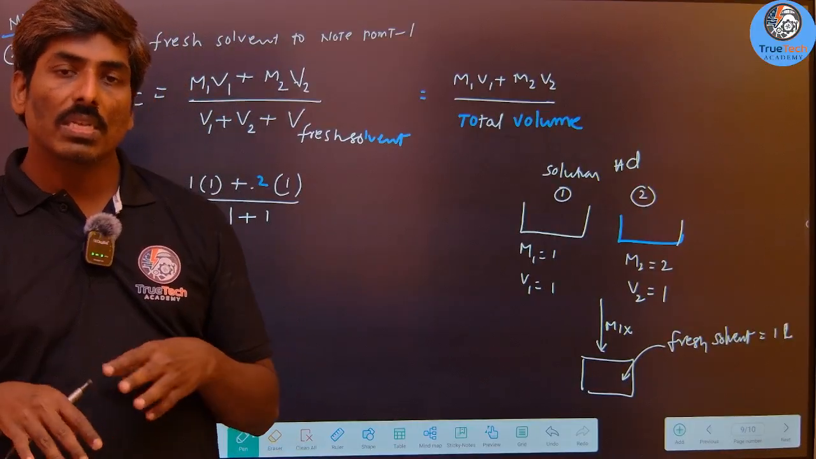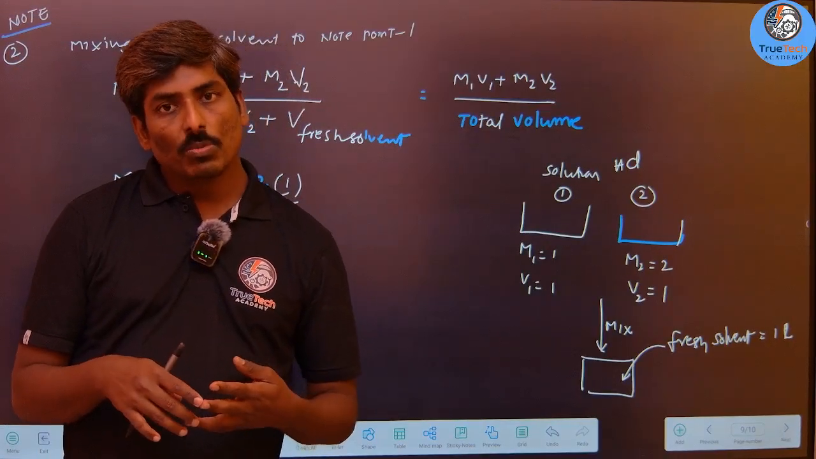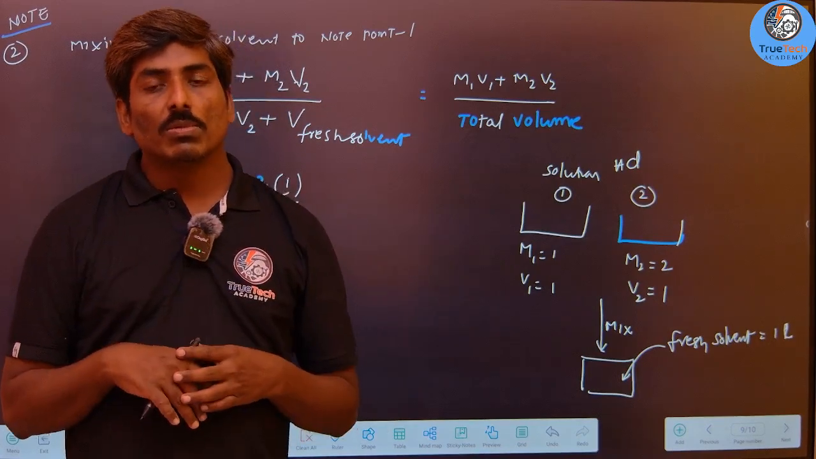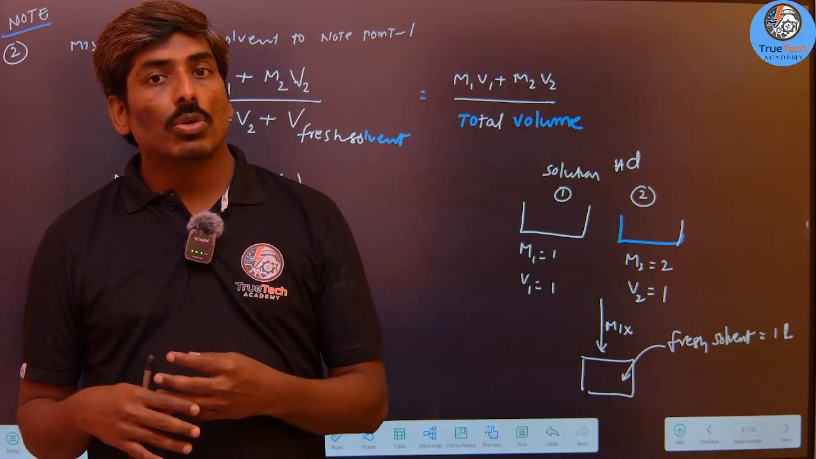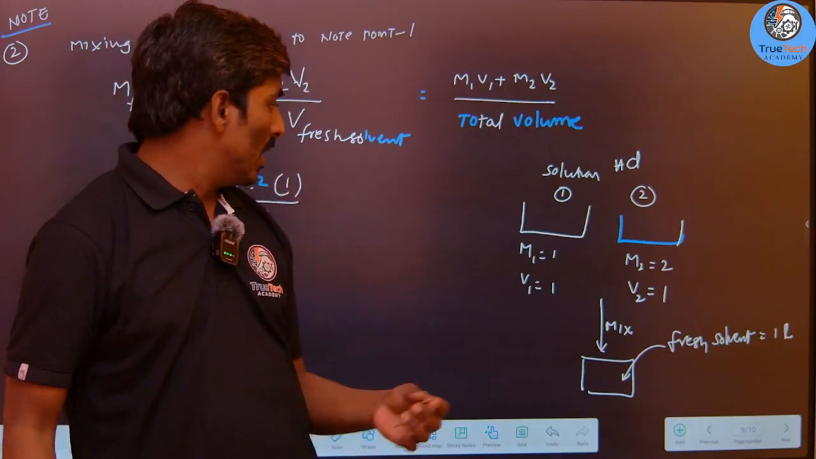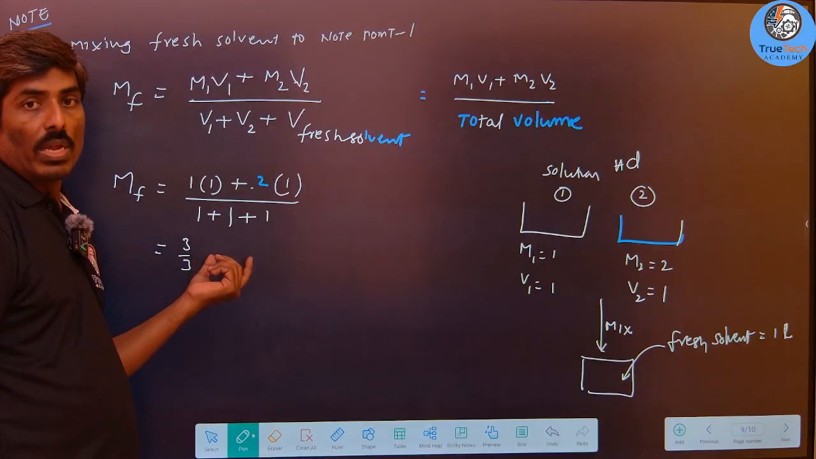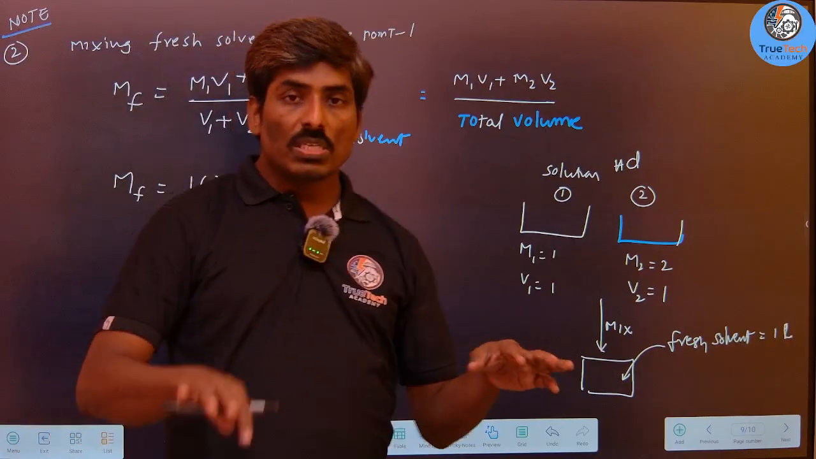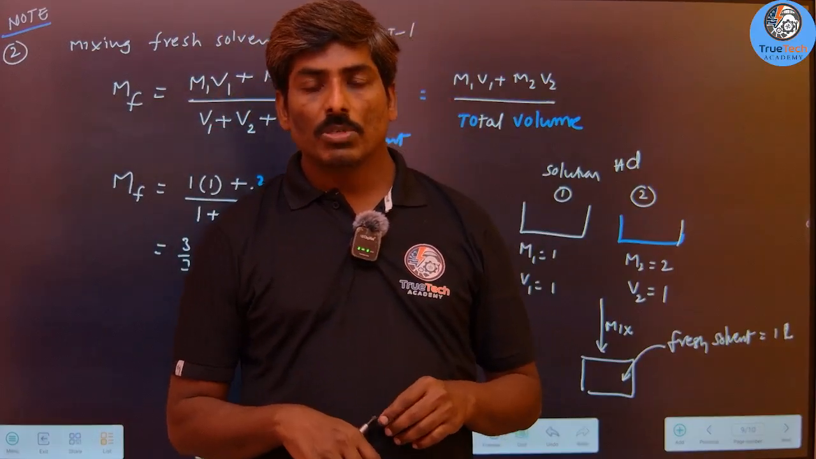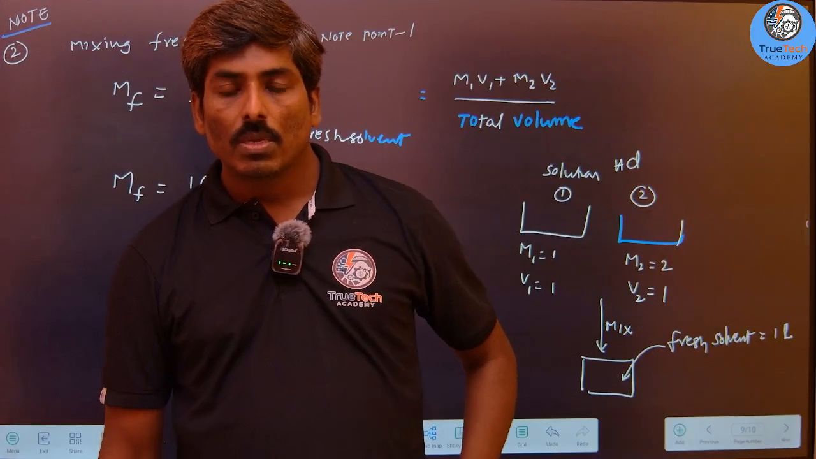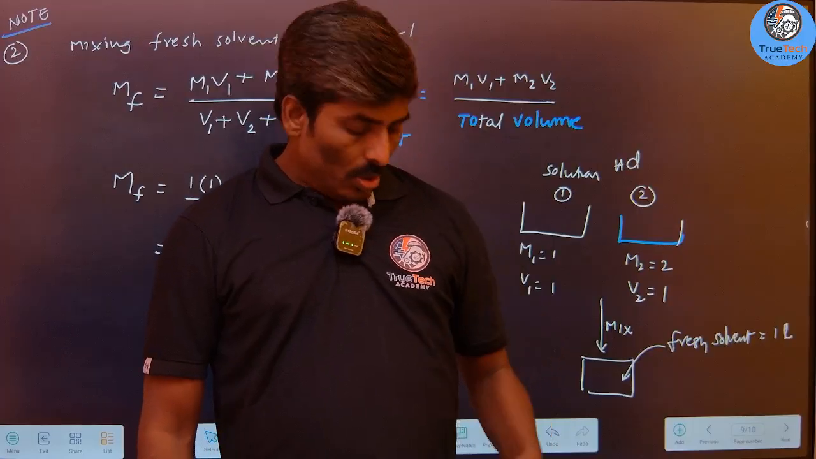So this is how different possibilities arise during calculation of molarity. We discussed how to find molarity in general, how to find molarity when different solutions of the same substance are mixed, and when different solutions of the same substance are mixed and then fresh solvent is added. So this is regarding molarity. At this moment I'm stopping this class. Thank you.